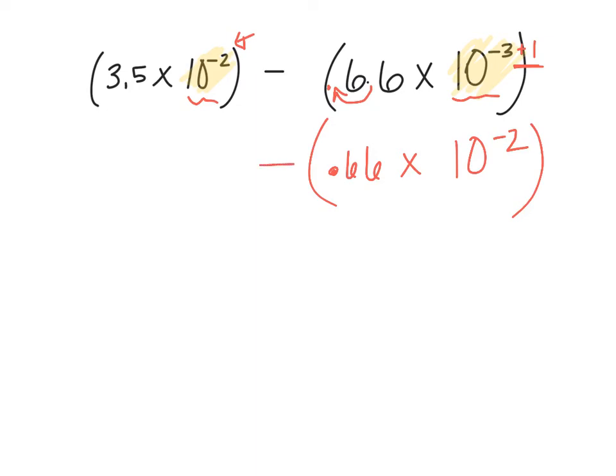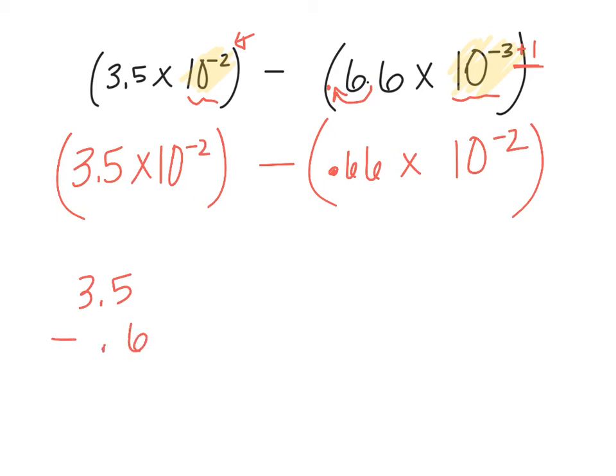Okay, and then I'm going to rewrite my other part. So then I still have 3.5 times 10 to the negative 2. Okay, so now I am going to subtract. I have 3.5 minus 0.66.